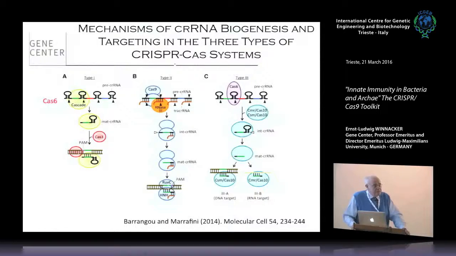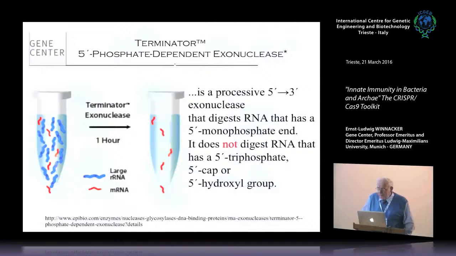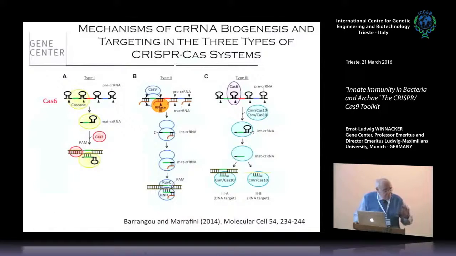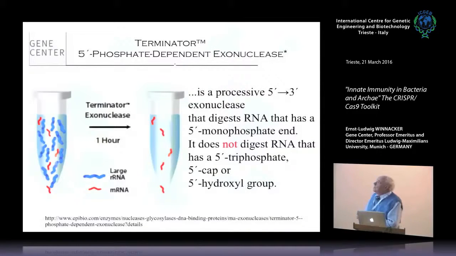And there was somebody in Würzburg in Germany, Vogel, who had discovered a way of analyzing this using so-called differential RNA sequencing. So what they did was, this is just an example from the catalog of the company from whom you buy Terminator exonuclease. It's an exonuclease which digests RNA as long as it doesn't have a 5' triphosphate.